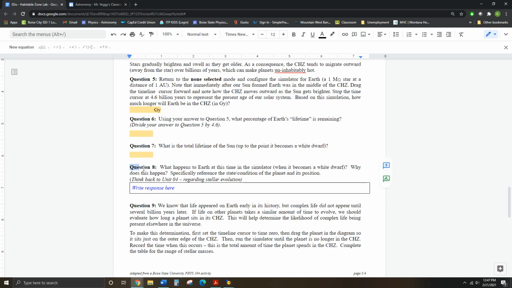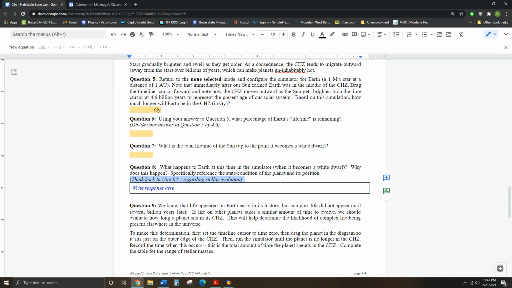But now, this is where it gets even more interesting. What happens to the Earth at the time in the simulator when it becomes a white dwarf? More specifically, I'm asking you, why does this happen? You're going to need to talk about the state and condition of the planet and its position in space. You'll be able to best answer this question by thinking back to Unit 4.